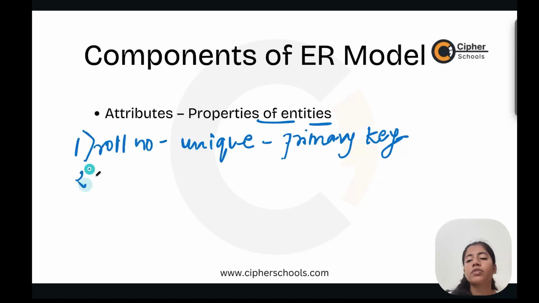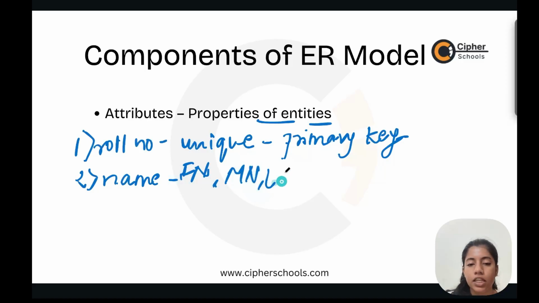Then the second one which we discussed was name. Now in the name, you can break this name into multiple parts. You can break this name as first name, then middle name, then last name. So this particular attribute can be split into further different attributes. This kind of attribute is called a composite attribute.